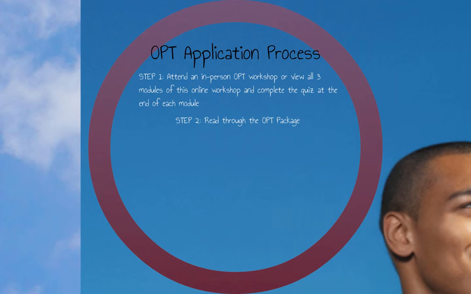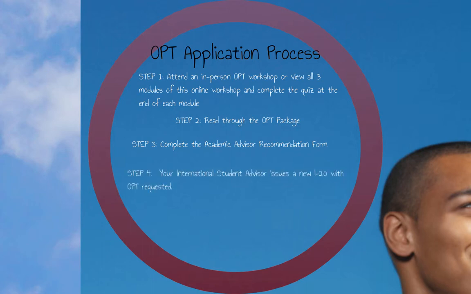Step 2. Read through the OPT package that you will receive once you have completed the workshop online or in person. Step 3. Complete the Academic Advisor Recommendation Form and submit it to the OIPS front desk. Step 4. Your International Student Advisor issues a new I-20 with OPT requested, and you get a notification when it is ready to pick up.